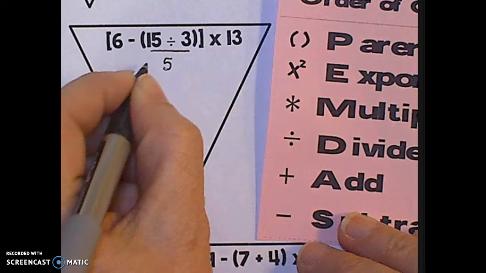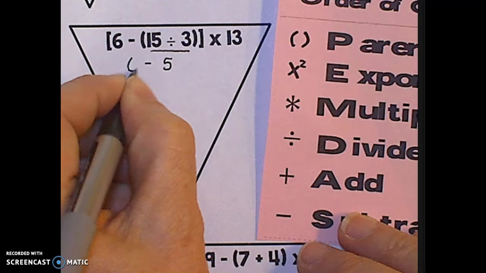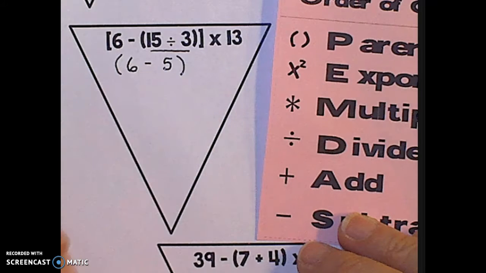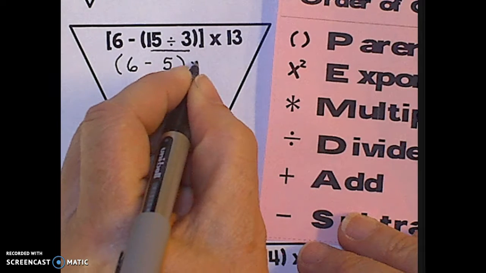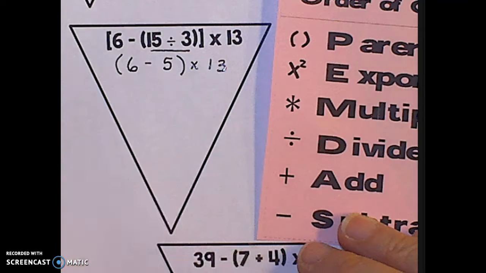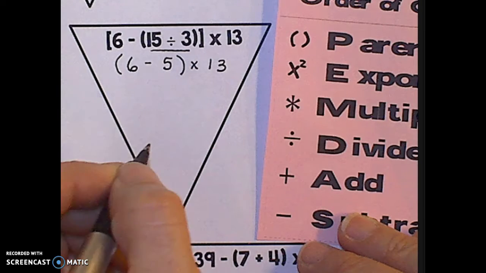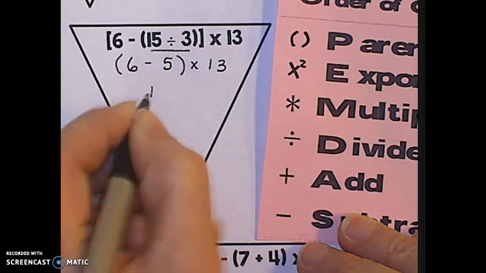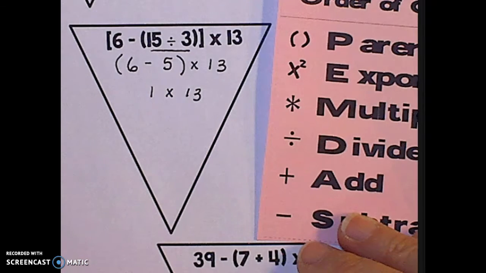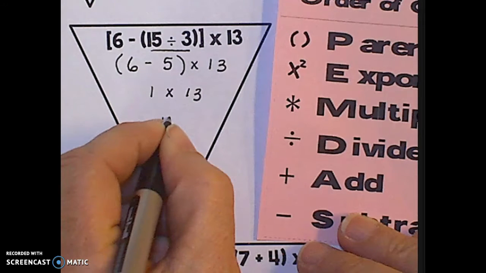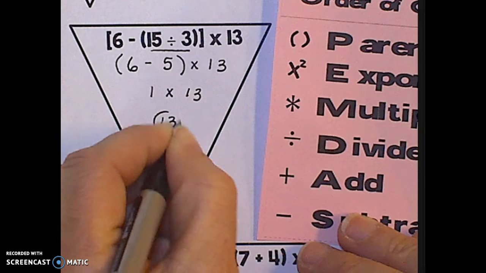So I'm going to write my 5, my subtraction sign, and then I can just put a basic parentheses because I've already worked the inside. Now I'm going to put my multiplication symbol and my 13. Okay, so now what we need to do is 6 minus 5, which is 1, times 13. Boy, we got lucky. That isn't even hard to multiply, is it? 13 times 1 is 13, and that problem is finished.